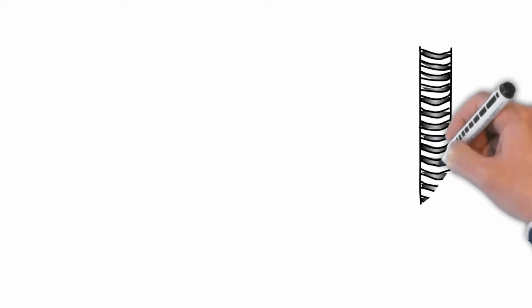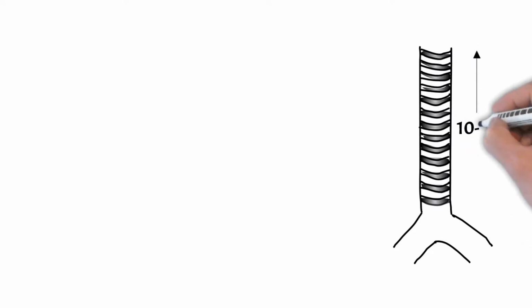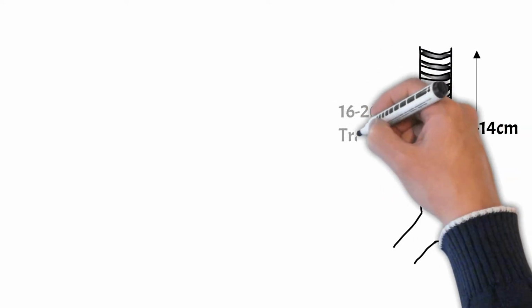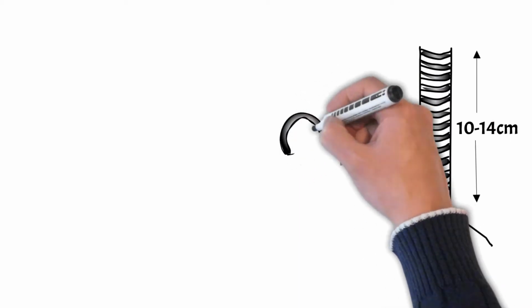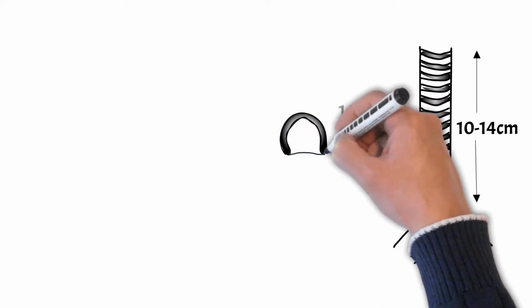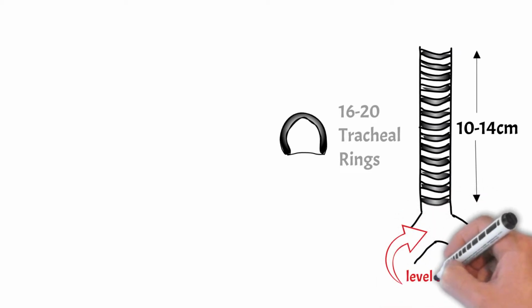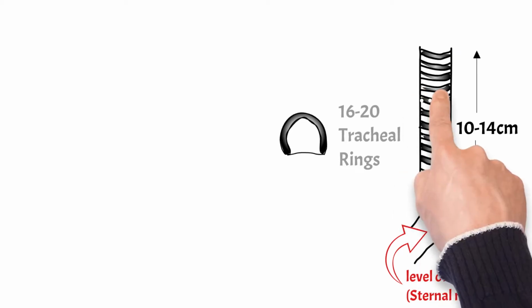The trachea, which is the large midline airway in the respiratory system, is around 10 to 14 centimeters in length. It's composed of 16 to 20 trachea rings. The trachea rings have a C-shaped configuration, with cartilage being present only on the anterior and lateral portions of the trachea. The trachea divides into the right mainstem bronchus and left mainstem bronchus at the level of the T5 vertebra. This is also the level of the sternal notch.